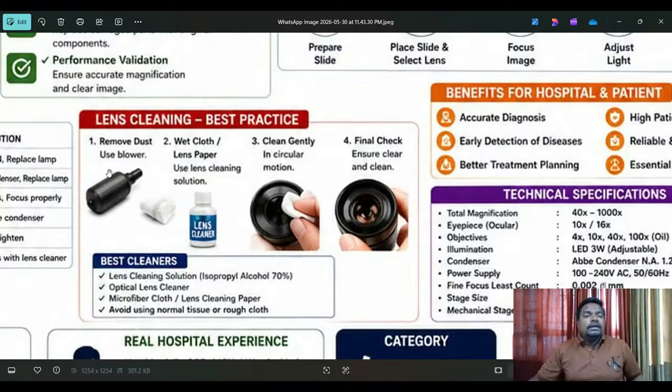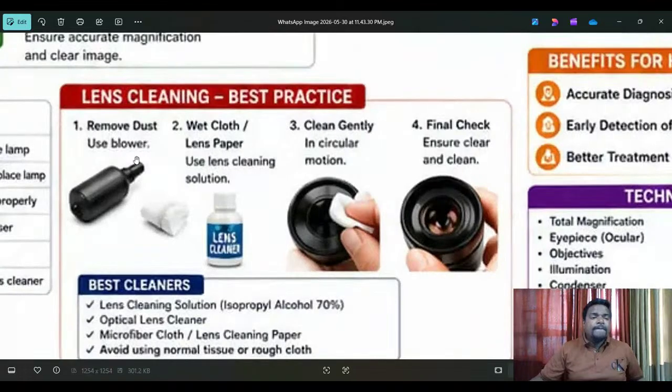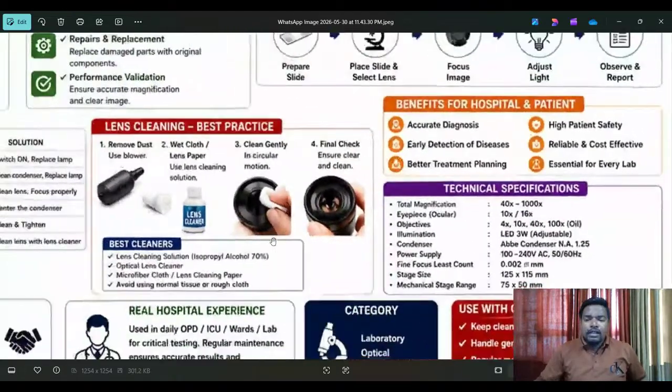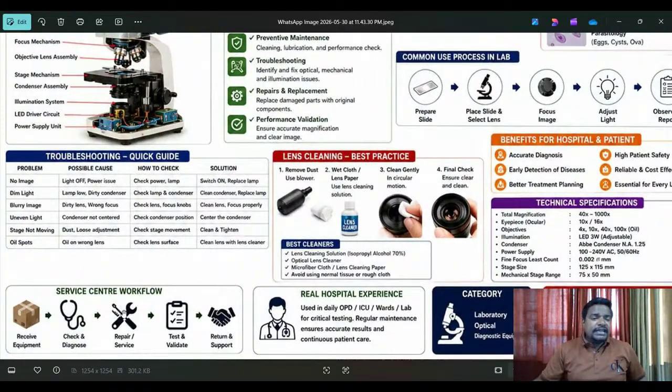As for lens cleaning, see here how to remove dust like this. For opening every lens we have a separate toolkit, and you have to keep it yourself. If you don't have one, then you have to recommend it to your management. And the service center workflow: receive the equipment, check the diagnosis, repair service, test, and return and support. This is the most important.